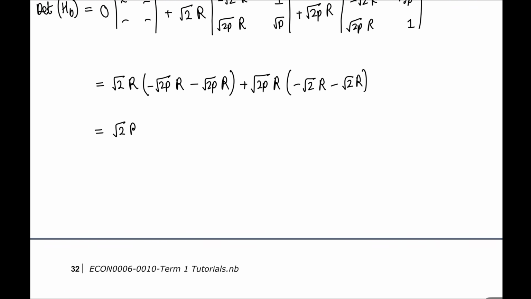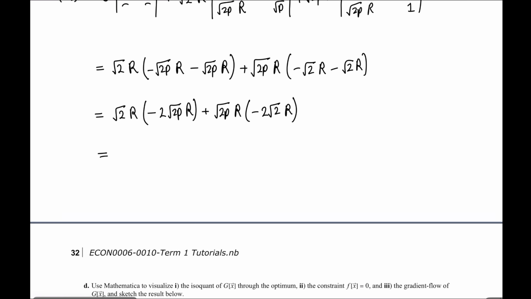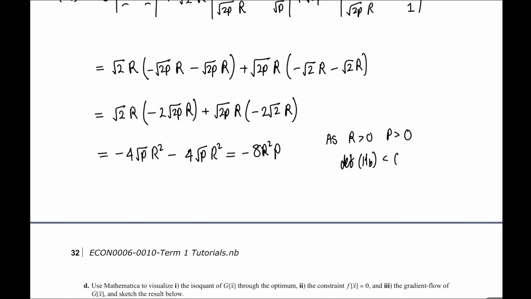If we now simplify this, we get minus 2 lots of root 2pr, plus root 2pr, minus 2 lots of root 2r. Expanding the brackets, we get minus 4 root pr squared, and again minus 4 root pr squared. So once again, we get minus 8 r squared p, and just like last time, as r is greater than 0 and p is greater than 0, the determinant is less than 0, therefore it's a minimum.